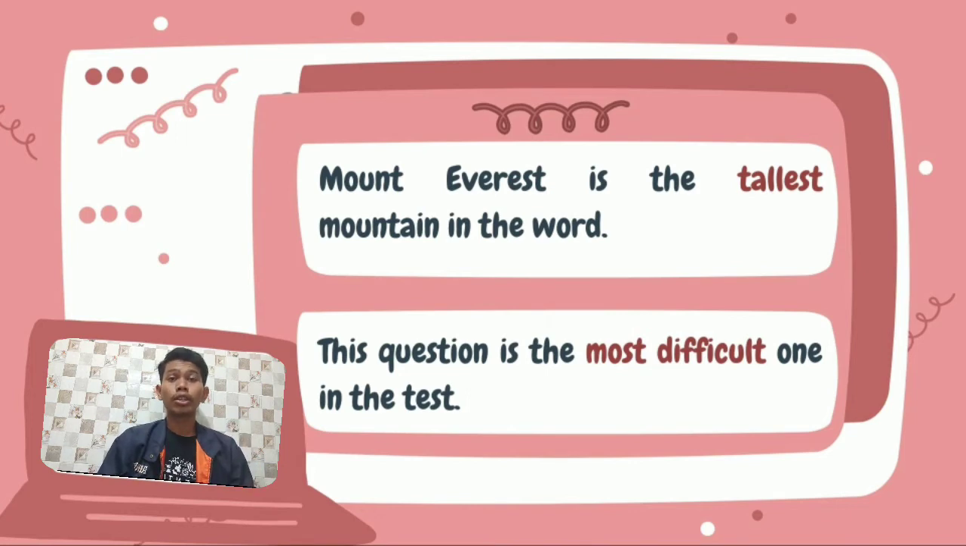Number 2: This question is the most difficult one in the test. The adjective in the sentence is difficult, which is an adjective with more than one syllable. The separated form is the most difficult. No est is added as in the previous example because the adjective has more than one syllable.